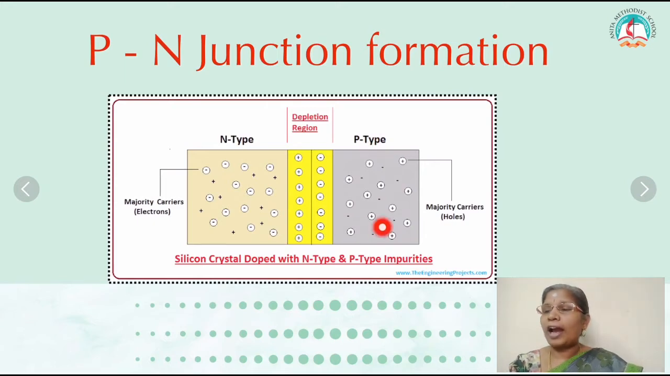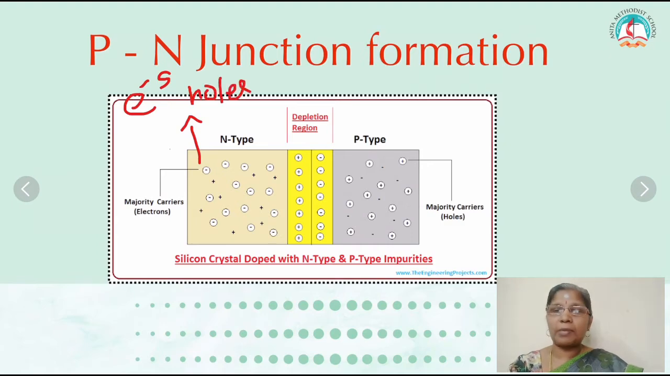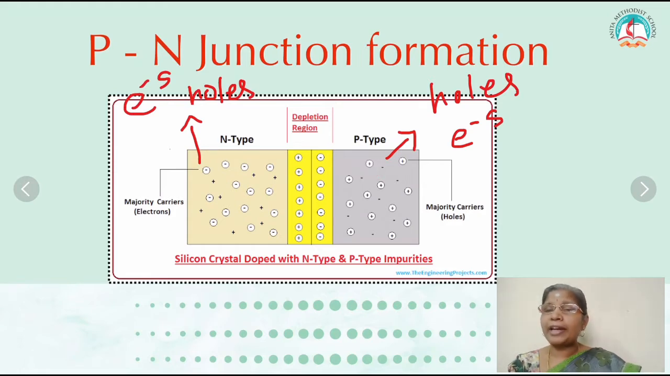When P-type semiconductor and N-type semiconductor are joined, the P-N junction is formed here. In an N-type semiconductor, what are the majority charge carriers? Electrons are the majority charge carriers. The holes are present in very small amount. In the P-type semiconductor, holes are the majority charge carriers, and electrons are very few. When both are joined, the electrons cross the junction. More electrons cross from the N-type semiconductor to the P-type semiconductor. In the same way, on the P-type side, more holes are there.